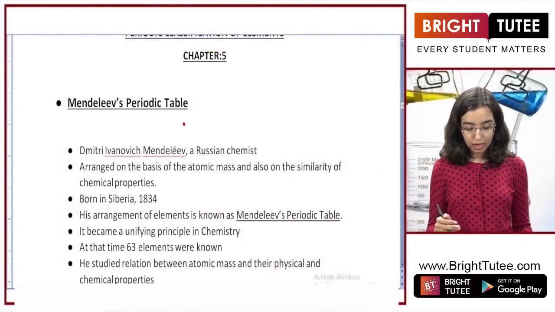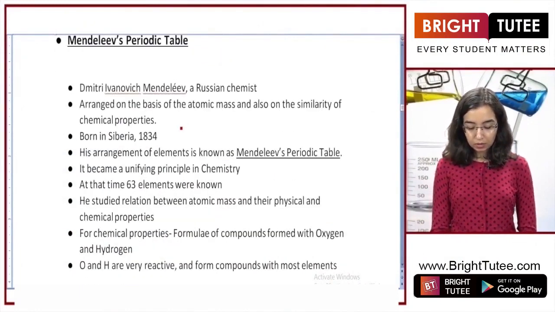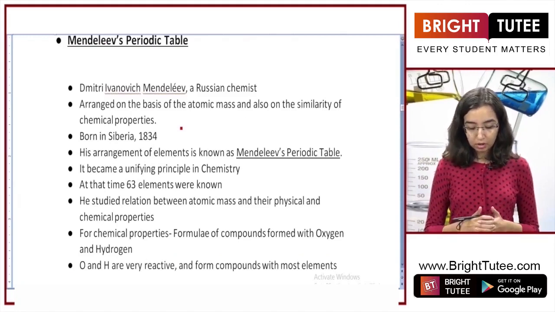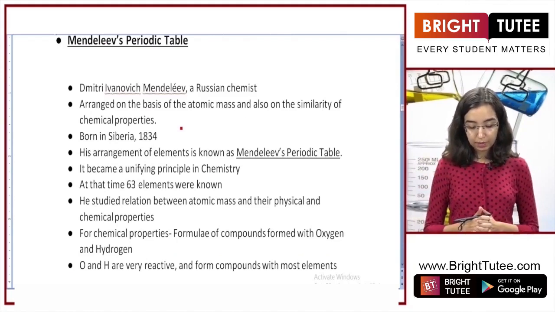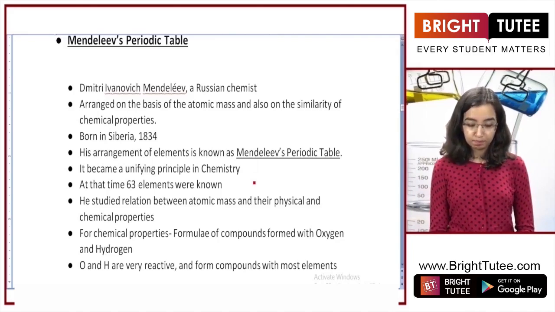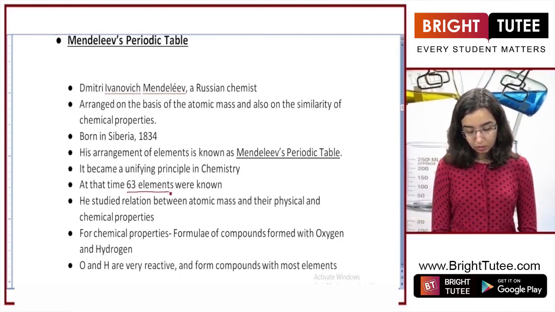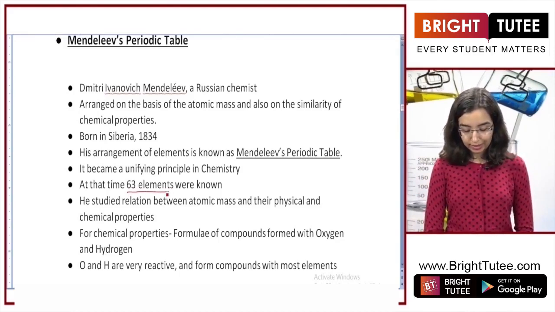So before we get into that, let's understand a little bit about the person who gave it. Mendeleev was born in Siberia in 1834, and his arrangement came to be known as Mendeleev's periodic table. It was one of the most important classification systems at that point of time, and it became a unifying principle in chemistry. So when he gave this system, only 63 elements were known. Of the 118 that we know now, only 63 were known until then.